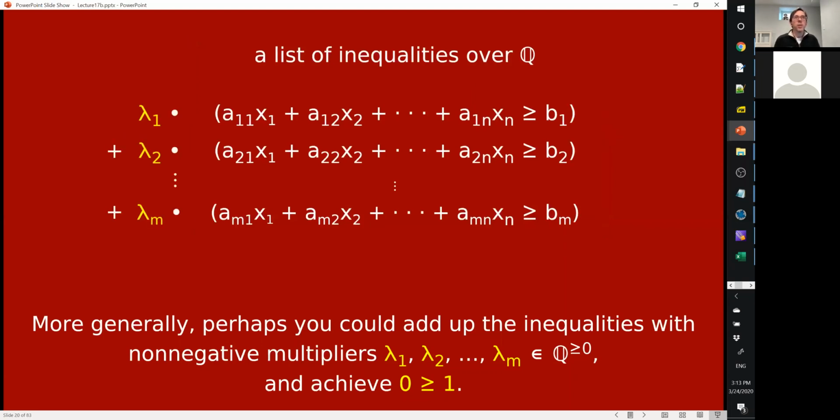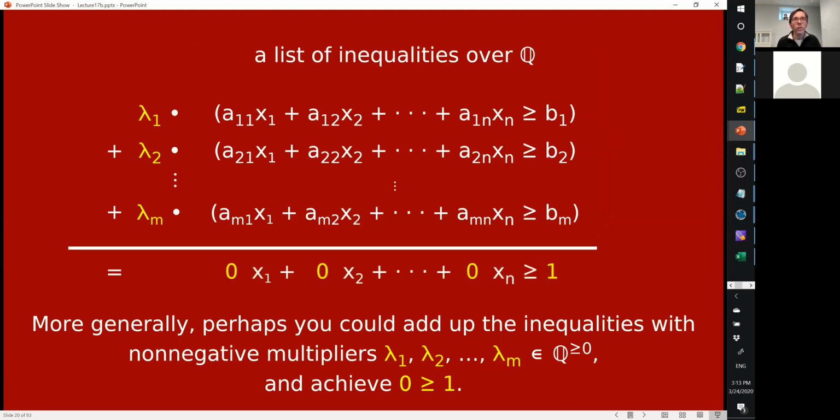Right, so you'll multiply each of these inequalities by lambdas that are non-negative, and then you'll add them all up, and all the coefficients will come out to 0 on the left-hand side, and on the right-hand side, you'll get the number 1. Okay. Great.